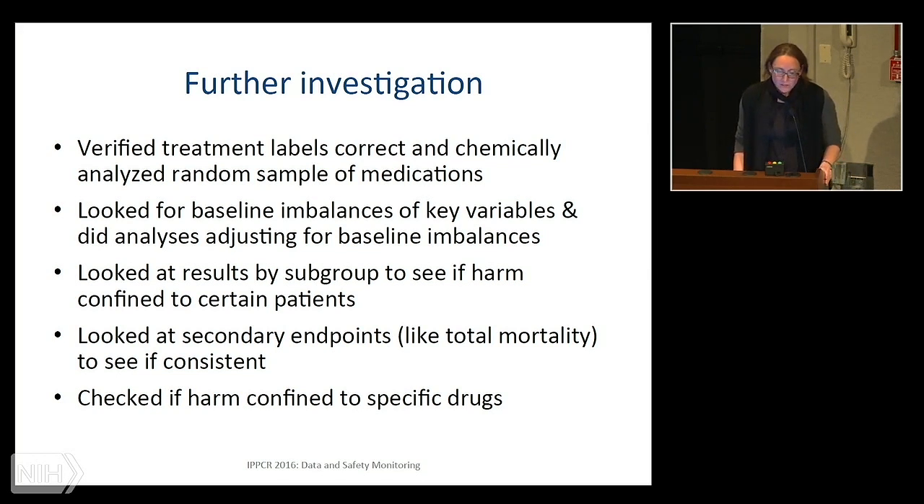And then they continued to also look to see if there were certain subgroups that maybe were being harmed versus others, again thinking, well, if that subgroup was out of balance, that might have driven this treatment difference. And they also looked at the secondary endpoint, which was overall mortality, to see if it was consistent. And finally, when they realized it was in fact the placebo that was doing better, they just wanted to see whether certain arrhythmia drugs, out of the 3 that they were studying, were actually the problem.